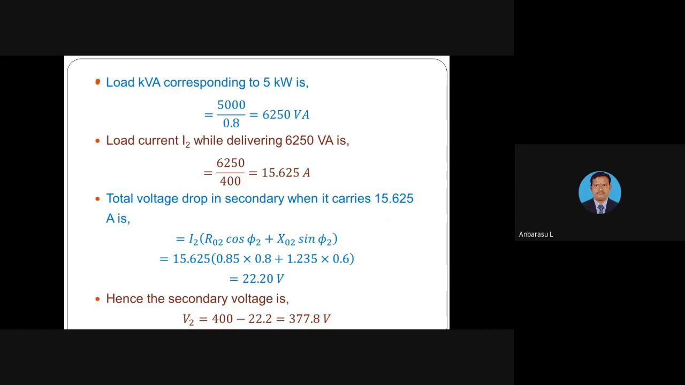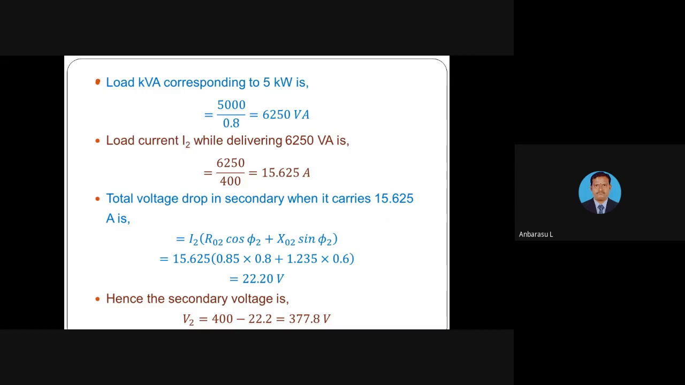Another data is load kVA corresponding to 5 kilowatt. We have to convert kilowatt into watts, 5000 divided by 0.8 power factor. The power factor value is available in the given problem data. So 5000 by 0.8, we get 6250 VA, volt ampere. So load current I2 while delivering 6250 VA is 6250 divided by 400 volts, we get 15.625 ampere. This is the load current value, 15.625 ampere.